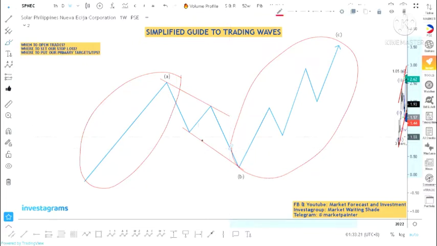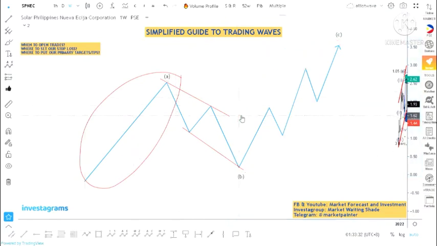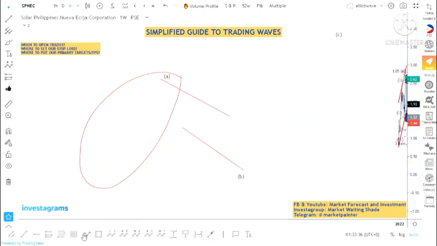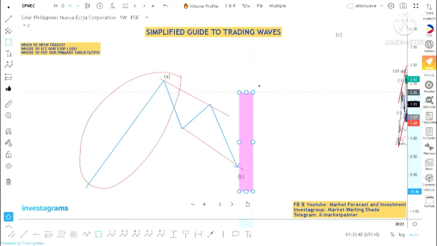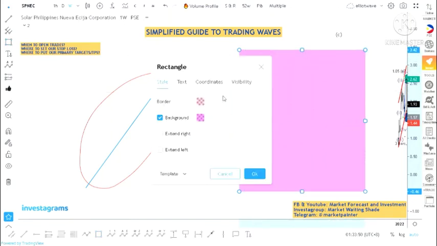So how do we actually enter this trade? If, for example, we only show our first wave and a correction, how do we actually enter this trade? This area is not yet known.